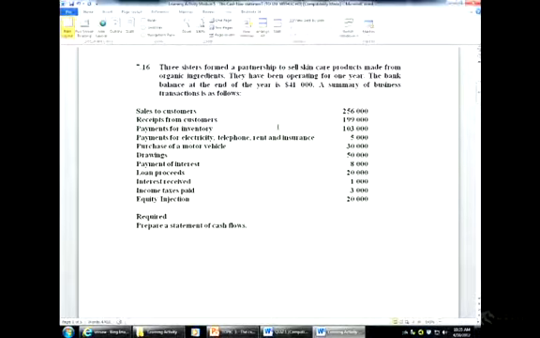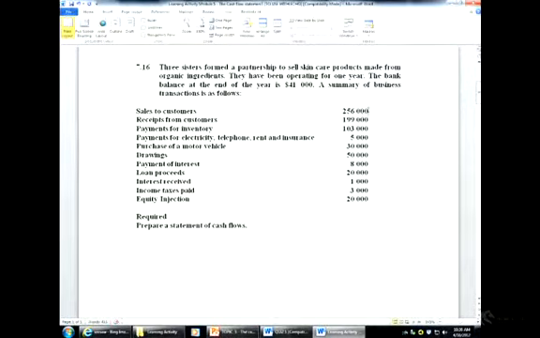7.16. 3 sisters formed a partnership to sell skincare products made from organic ingredients. They have been operating for 1 year. The bank balance at the end of the year is $41,000. A summary of the business transactions is given to us, and we need to prepare a statement of cash flow. What we need to do first is look at each item and categorize them into, number one, either operating or investing or financing, and number two, whether there was an actual cash inflow or an actual cash outflow. In other words, it could be an operating, investing or financing activity, but it will not be recorded in the cash flow statement if it did not result in an actual cash movement.